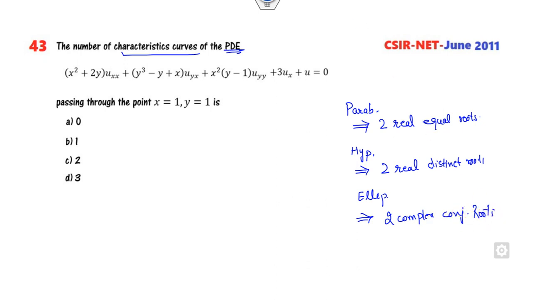Now if you read this statement, they are talking only about the number of characteristics. Whether they are talking about real or complex roots is not given. So in each case we will get two solutions. So the right answer is here.